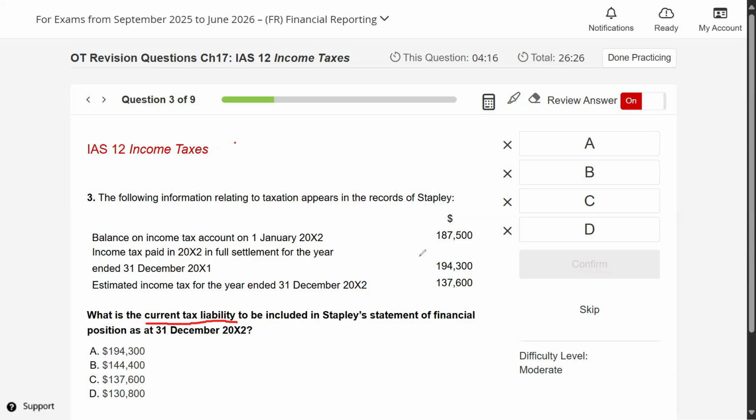Okay. Now coming to this year, this year we calculated the profit and we had the estimated income tax, which is 137,600. This is your answer.